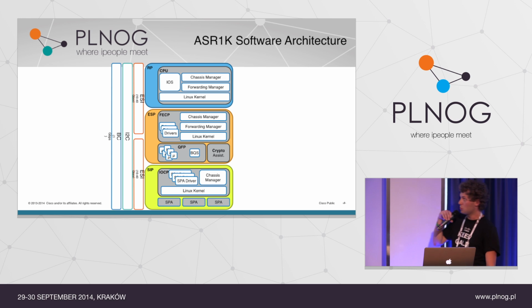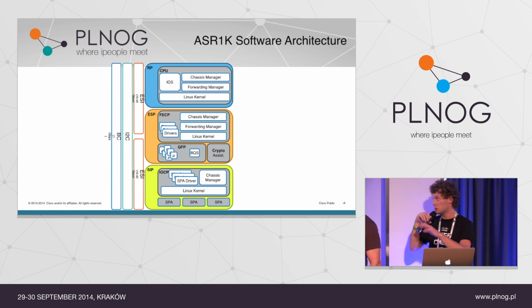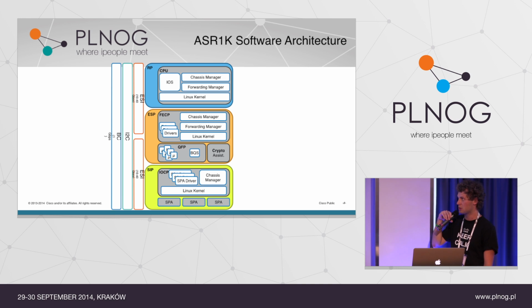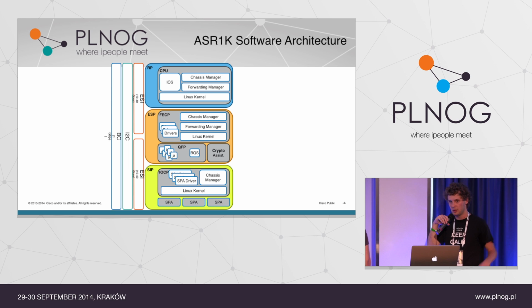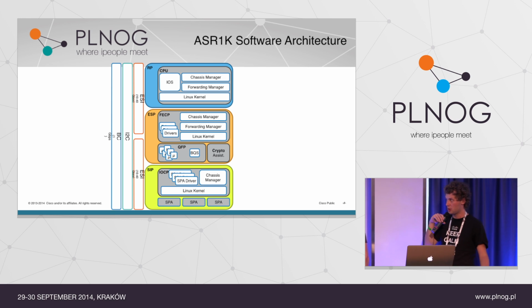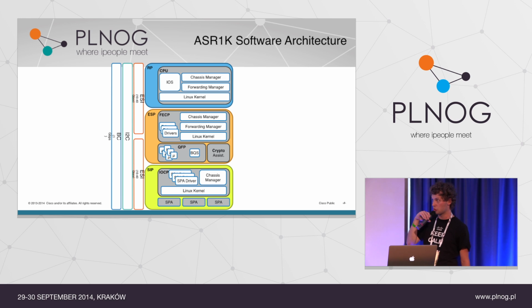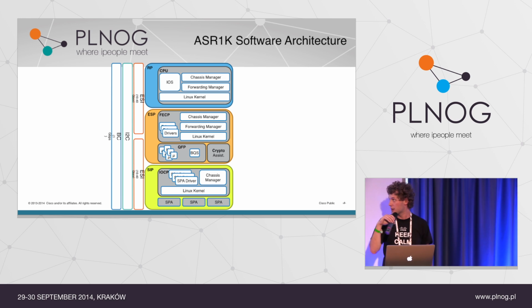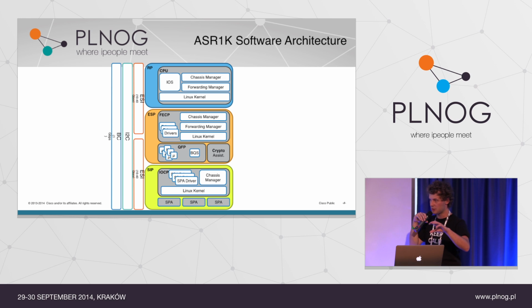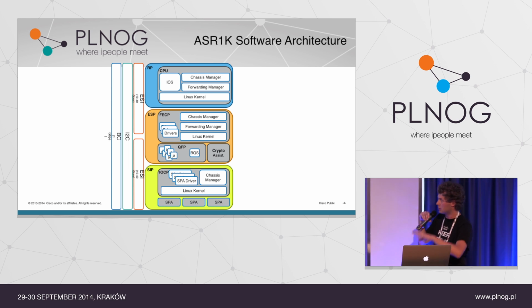I was talking about three modules: RP, ESP, and SIP. Let's look in detail at what we have inside. So the RP: the most important process running on top of Linux there is IOS. It is the IOS that you know, and it is basically for console access and for the control plane, like EIGRP, BGP, etc. And IOS itself is architecture independent. What that means is that it does not know what will forward the packets or how the packets will be forwarded.